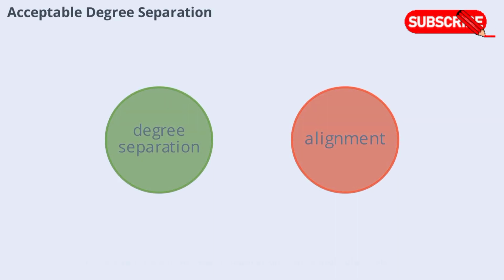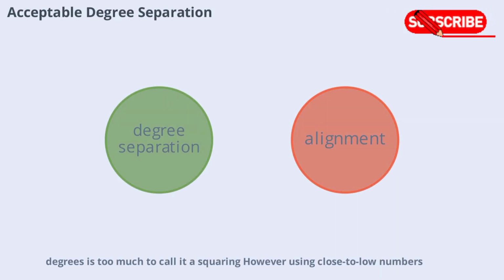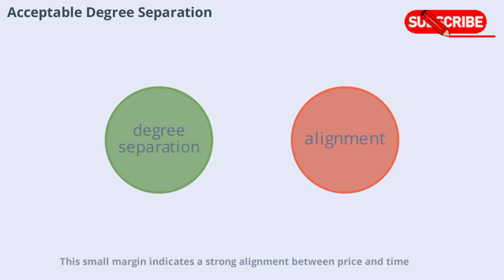In the example, a 9-degree separation from a multiple of 90 degrees is too much to call it a squaring. However, using close to low numbers, the swing measures 186.9 points or 76 degrees. The difference between 259 and 76 is 183 degrees, which is within an acceptable 3-degree separation. This small margin indicates a strong alignment between price and time, reinforcing the significance of precise calculations in this technique.